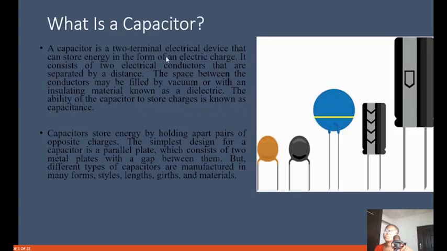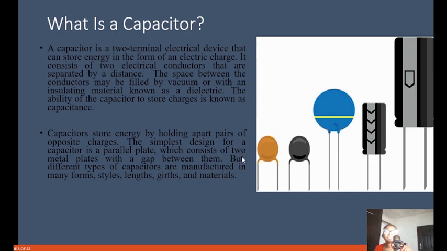What is a capacitor? A capacitor is a two-terminal electrical device that can store energy in the form of an electrical charge. It consists of two electrical conductors.